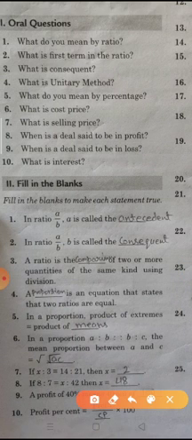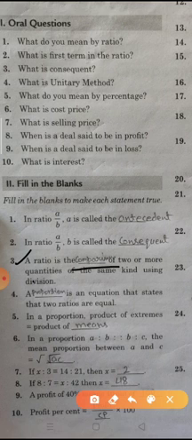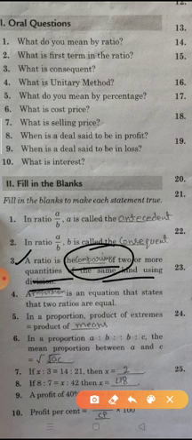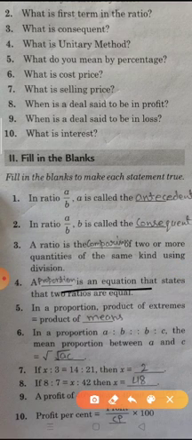First is, in ratio A upon B, A is called the antecedent, A-N-T-E-C-E-D-E-N-T. Now second, in ratio A upon B, B is called the consequent, C-O-N-S-E-Q-U-E-N-T. Question number 3, a ratio is the comparison of two or more quantities of the same kind using division. So comparison, C-O-M-P-A-R-I-S-O-N.